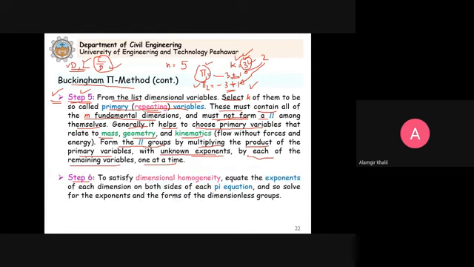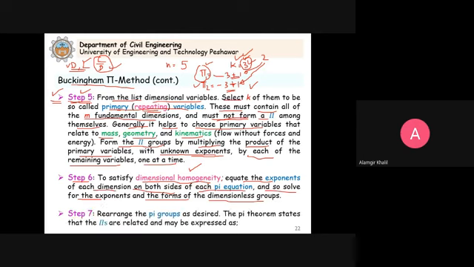Step number 6 will be to satisfy the dimensional homogeneity. This is what I said already, that the foundation or basis of these methods is dimensional homogeneity. Equate the exponents of each dimension on both sides of each pi equation and solve for the exponents and forms of the dimensionless group. This is actually what we did in the Rayleigh method. That is what we have to do here.